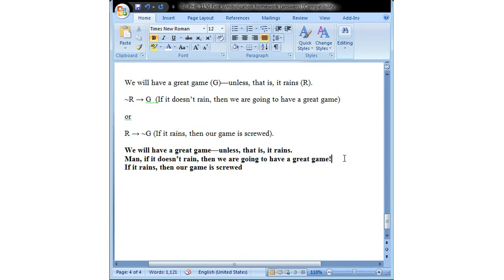Because that's still a proposition, even if you do that. If it rains, then our game is screwed. This still captures all of those things, and both are fine in this case. And you've seen from the survey here that it's really unclear which intuitions are. So the unless is one of those, and that's why I put it near the end.